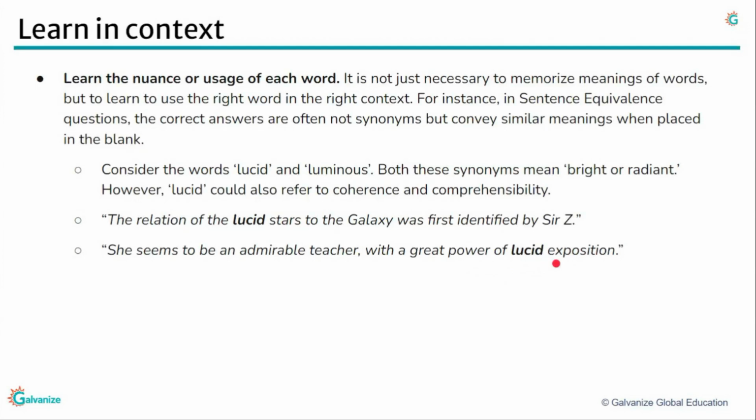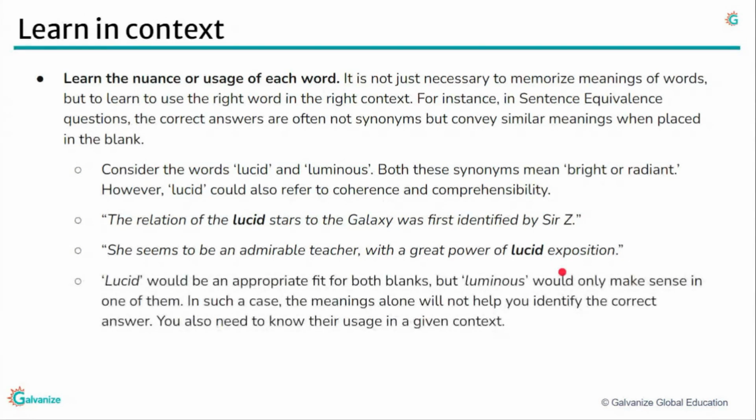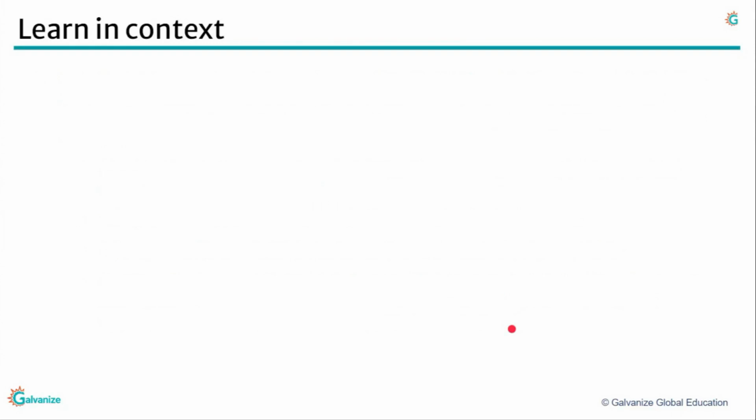And remember that you don't have partial credit for any questions of the GRE. So you need to get all your options right. While lucid would be an appropriate fit for both blanks, luminous would not make sense in the second sentence. So you need to focus on the context. Now, this is the importance of the context. How can you use learning in context as a strategy for the GRE?